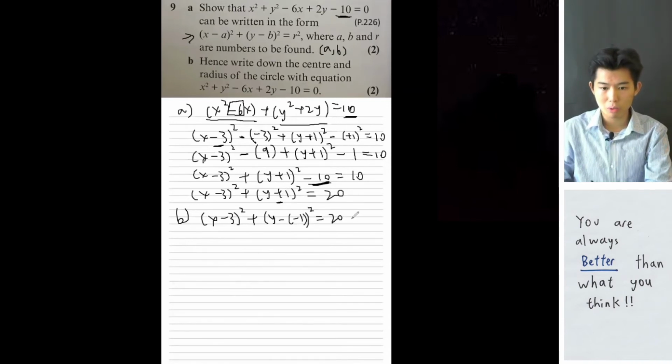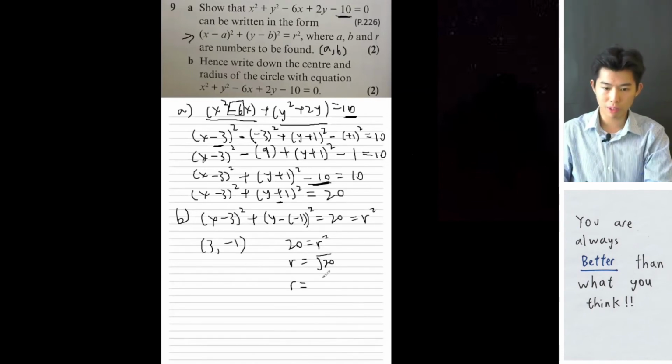20 will be equal to r squared. So the center would be (3, -1). And the radius: 20 equals r squared, so r will be equal to root 20. From there, r will be equal to root 4 times root 5, and r will be equal to 2 root 5. And here's the answer for A and B.